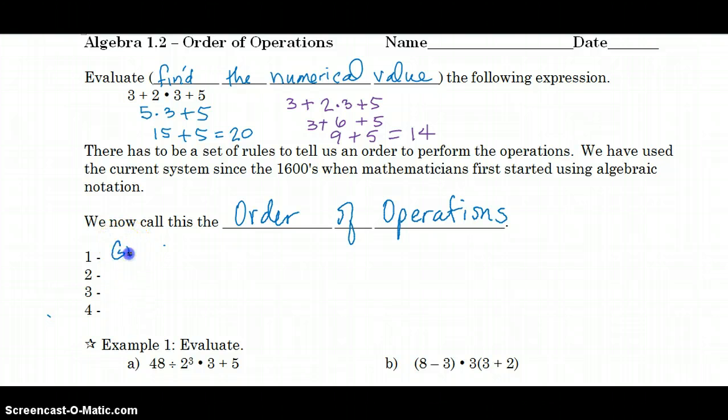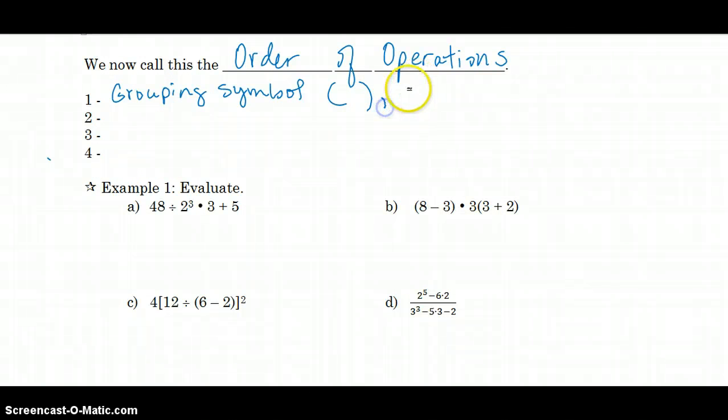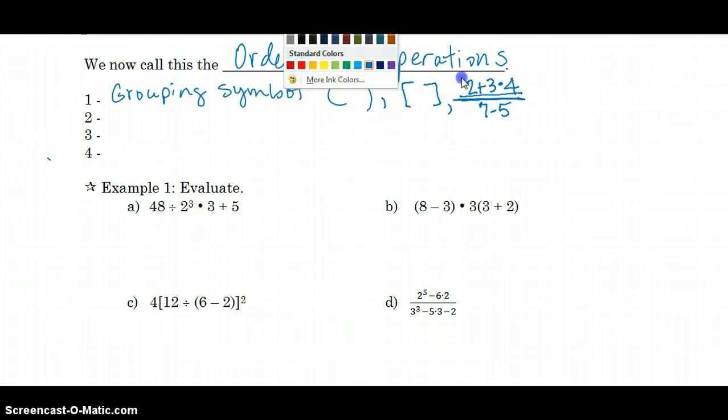First, if there's any grouping symbols, that would be parentheses or brackets. Also want to tell you that if you run across division where there's some operation going on above the division bar, and then there's operations below the division bar, the division bar also acts as a grouping symbol. You're grouping your numerator.